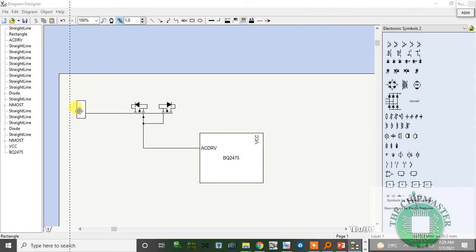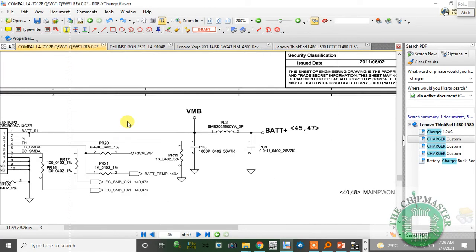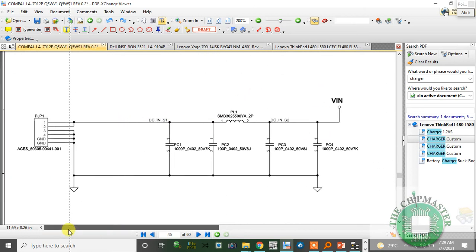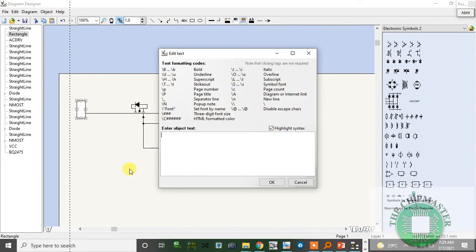Alright, so this is the DC jack, and this is coming from here, and that's PJP1. Let me just type it in. PJP1.